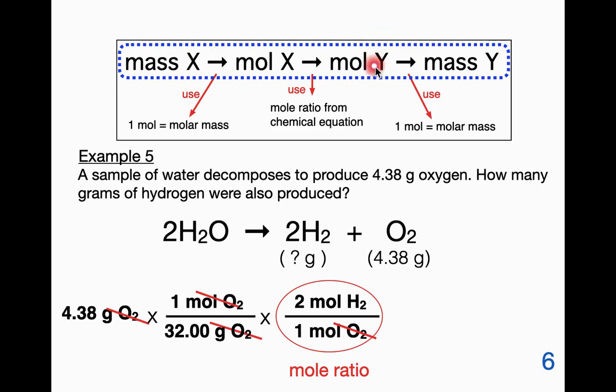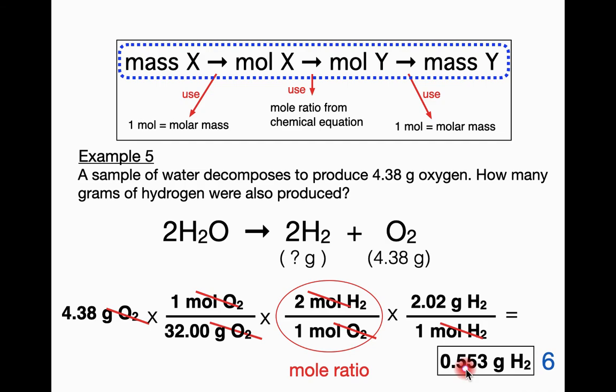And one more step, converting moles of hydrogen to grams of hydrogen. 1 mole of hydrogen is 2.02 grams. Again, it's diatomic, just like oxygen, so we double the molar mass of the element. So moles of hydrogen cancel out. When you type this into your calculator, it'd be 4.38 divided by 32 times 2 times 2.02 equals 0.553 grams of hydrogen.